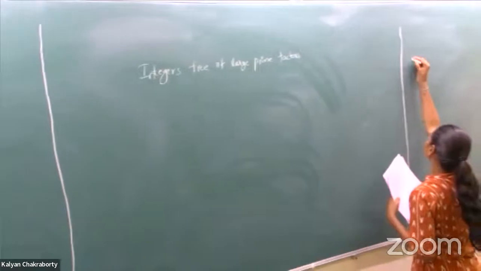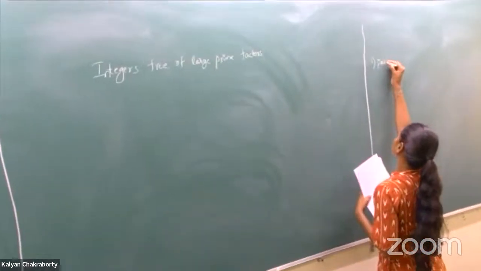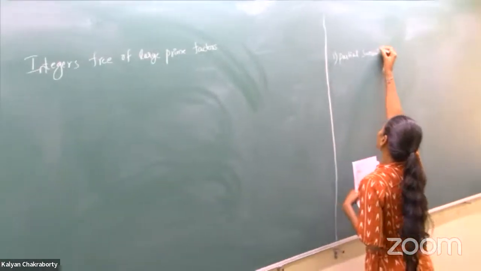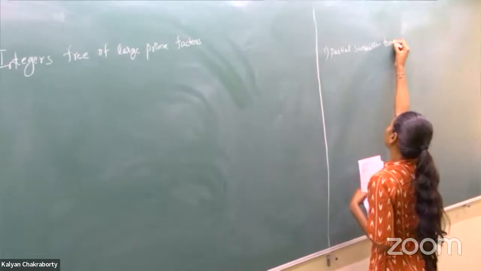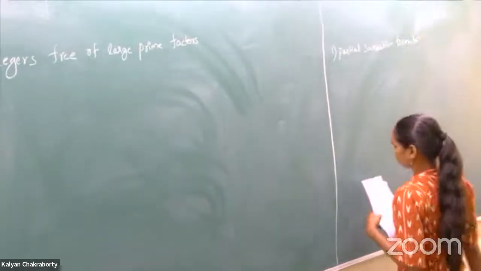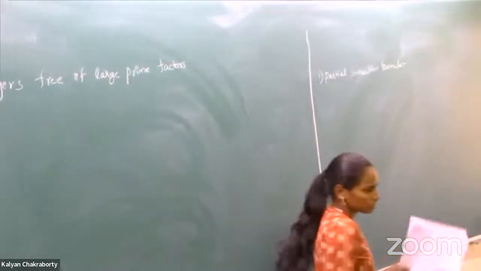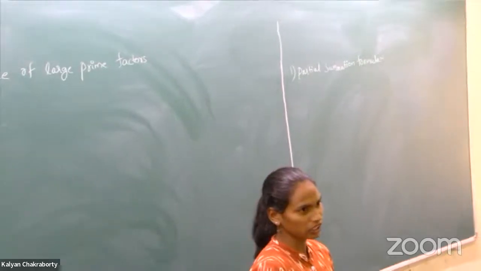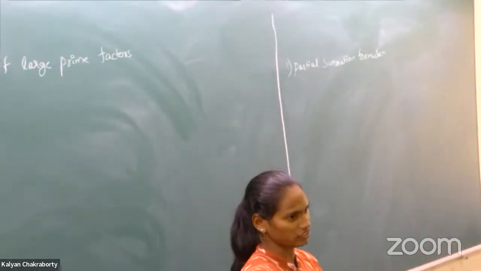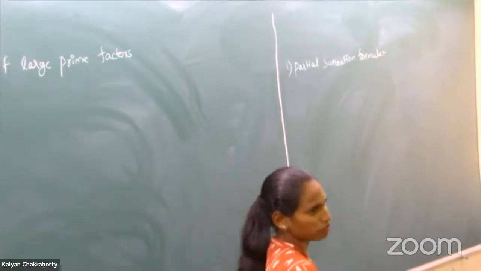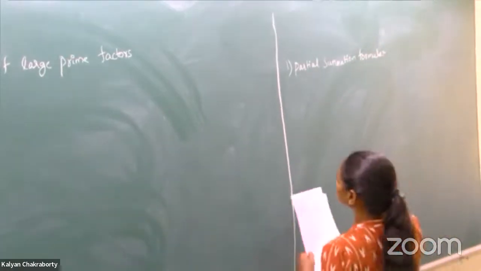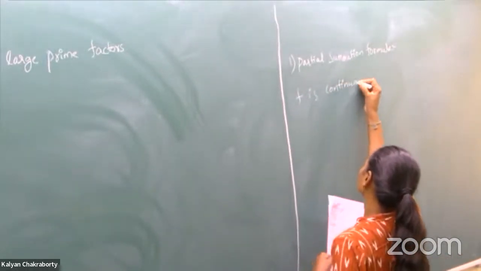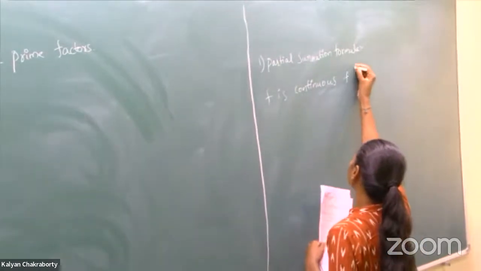First one is the partial summation formula. If a function f is continuous and differentiable on a closed interval, then how can we sum that function over that range? That is what the partial summation formula tells us.